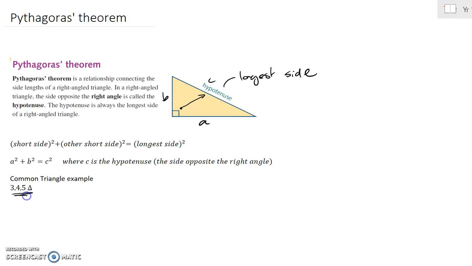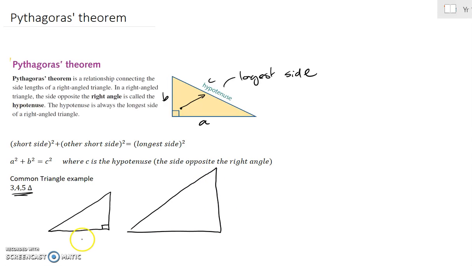The common triangle that you'll probably see in different problems, or at least a scaled up version of it, is a 3, 4, 5 triangle. So 5 is the longest length, so if you have 3 centimeters, 4 centimeters, 5 centimeters, those are the lengths for the triangle. And if it was scaled up, it could be like 6, 8, and 10, which is just doubling.